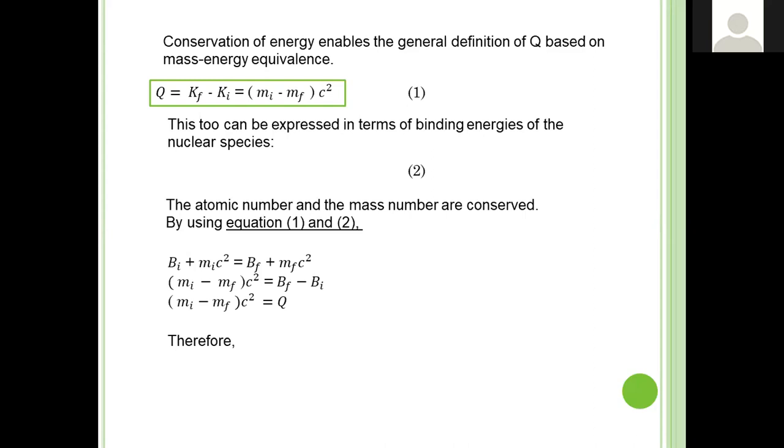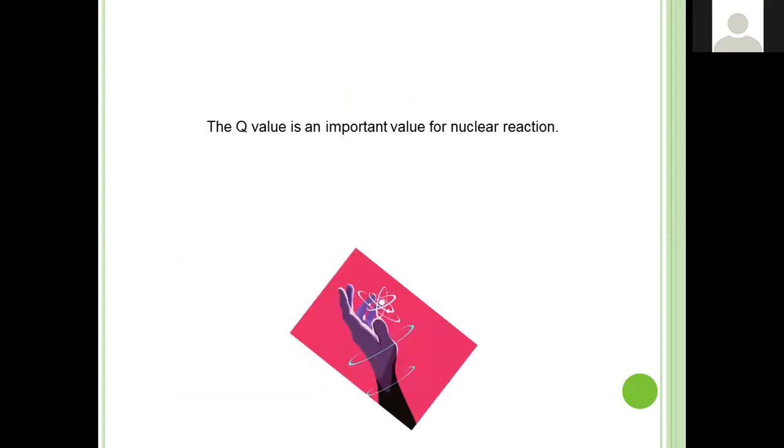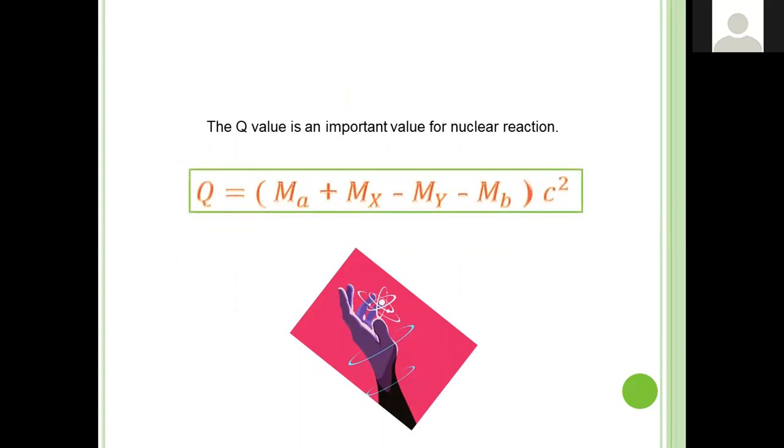Last week, a few of our friends presented about the nuclear binding energy, right? So here we can use Q equals the final state binding energy minus the initial state binding energy. Note that earlier Jaya mentioned that the atomic number and mass number are conserved. So by using equations 1 and 2 that I labeled, the sum of the binding energy and the rest mass energy for both reactants and products are the same. When you rearrange everything, you will still end up with the same equation, which is Q equals, in the bracket, the mass of the reactants minus the mass of the products, times c squared. So we can say that the Q value is an important value for the nuclear reaction. It is basically the most general equation.